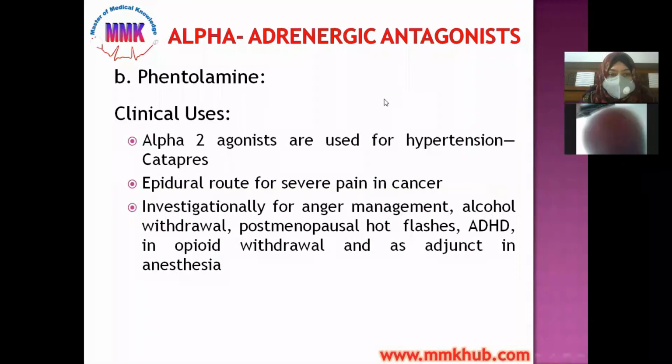Now, the clinical uses. Alpha-2 agonists are used for hypertension therapies, by the epidural route for severe pain in cancer, and investigationally for anger management, alcohol withdrawal, postmenopausal hot flashes, ADHD, opioid withdrawal, and as an adjunct in anesthesia. So phentolamine is again going to be used for all of these conditions.